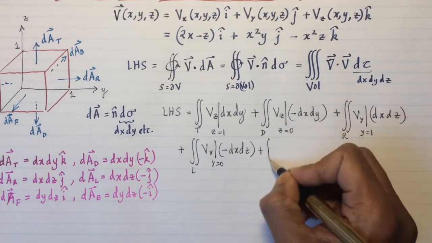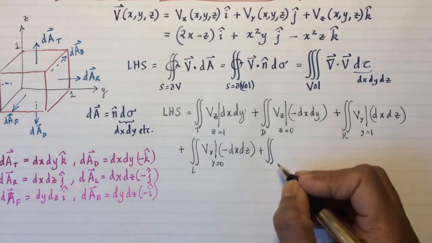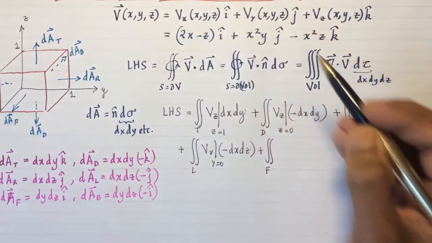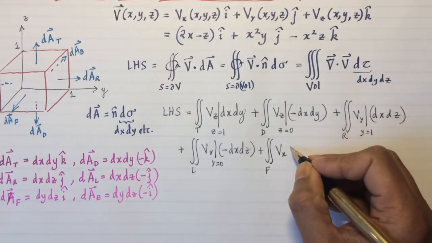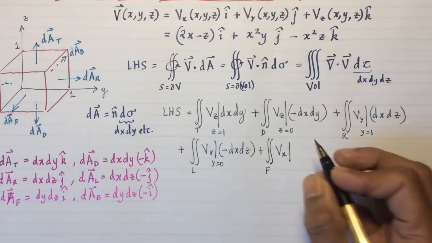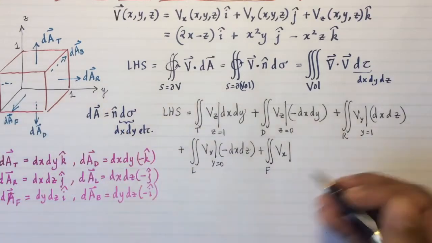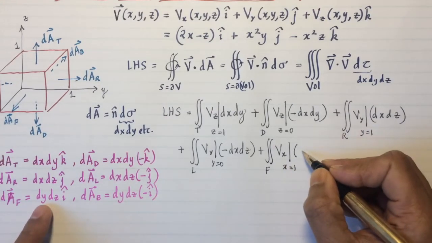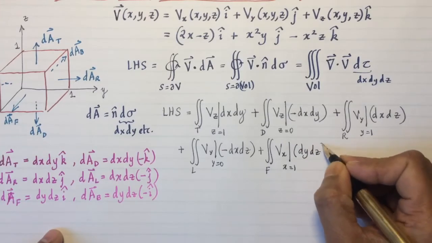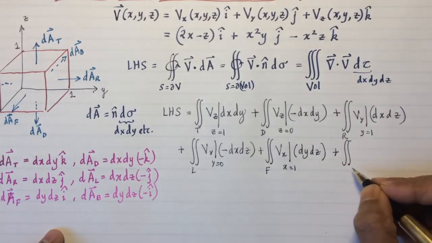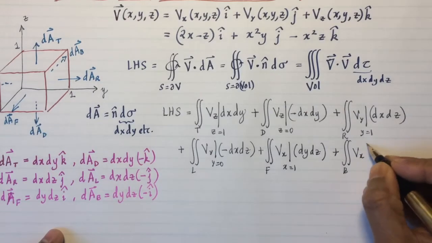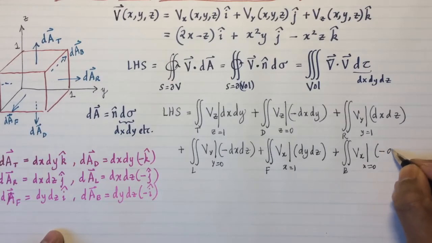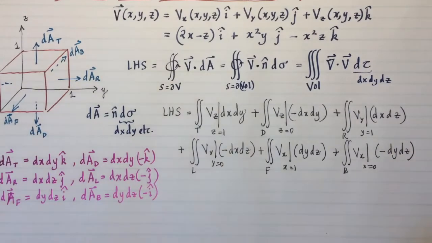Last item is front and back. Front and back are i hats, so they're only going to pick up vx. Vx evaluated for the front surface, the definition is x equals 1, picks up the front surface, and I get dy dz, plus the double integral over the back surface, which is defined by being at x equals 0, negative dy dz. So these are the 6 integrals we have to solve.